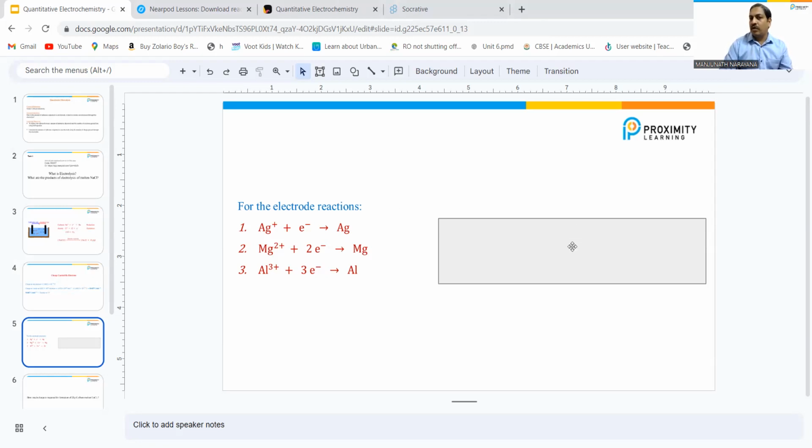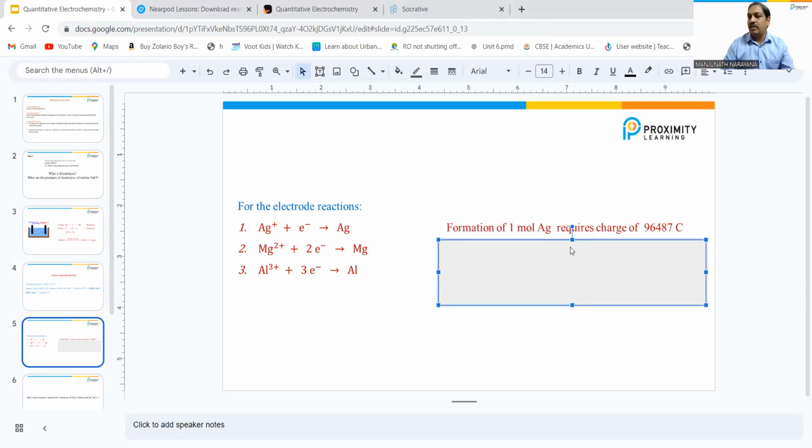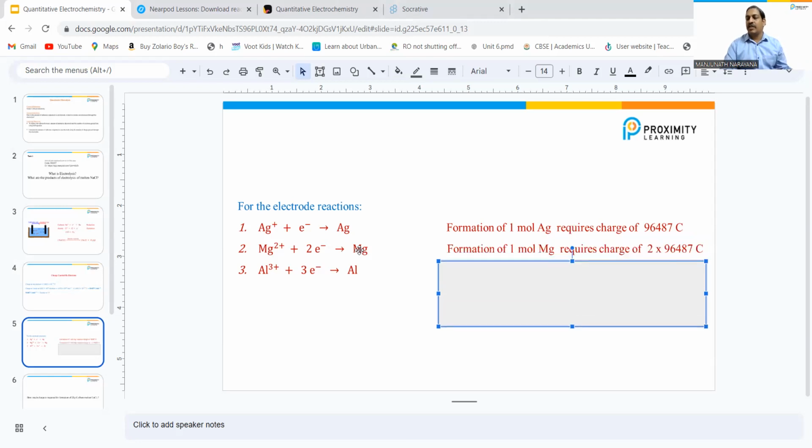And what is the charge due to 1 mole of electron? It is 96,487 coulomb. So student F, can you tell me for magnesium, how many moles of electrons are required? 2 moles of electrons, perfect. And what is the charge? The charge required would be 2 into 96,487 coulomb.